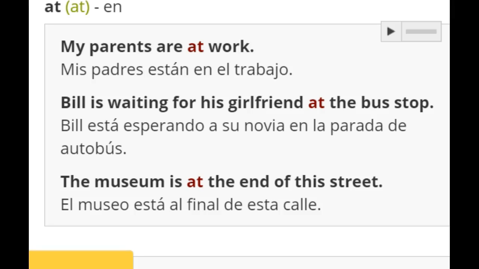So learn those three. It will help a lot because they are the most commonly used and most often used prepositions.